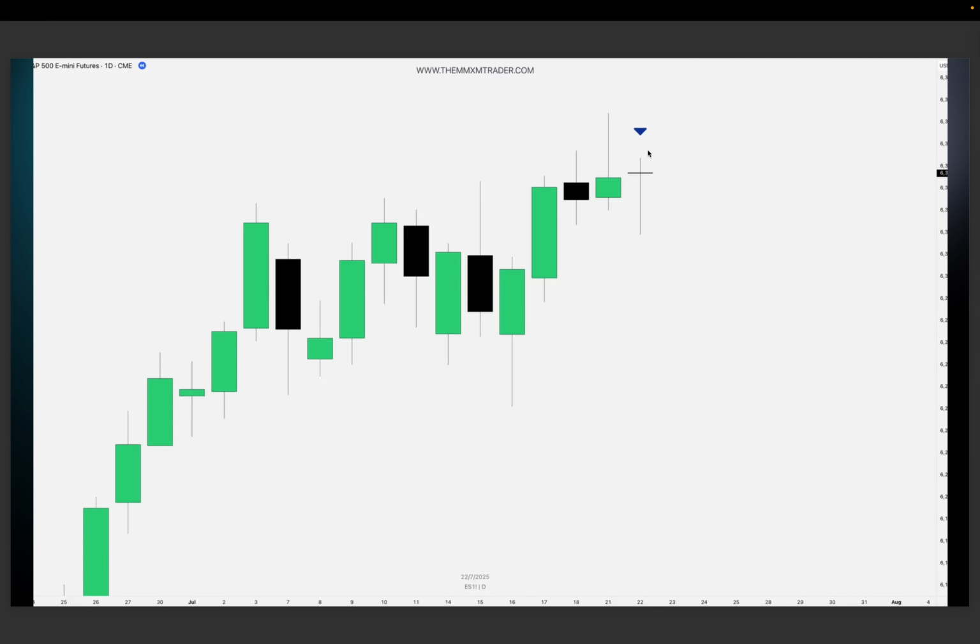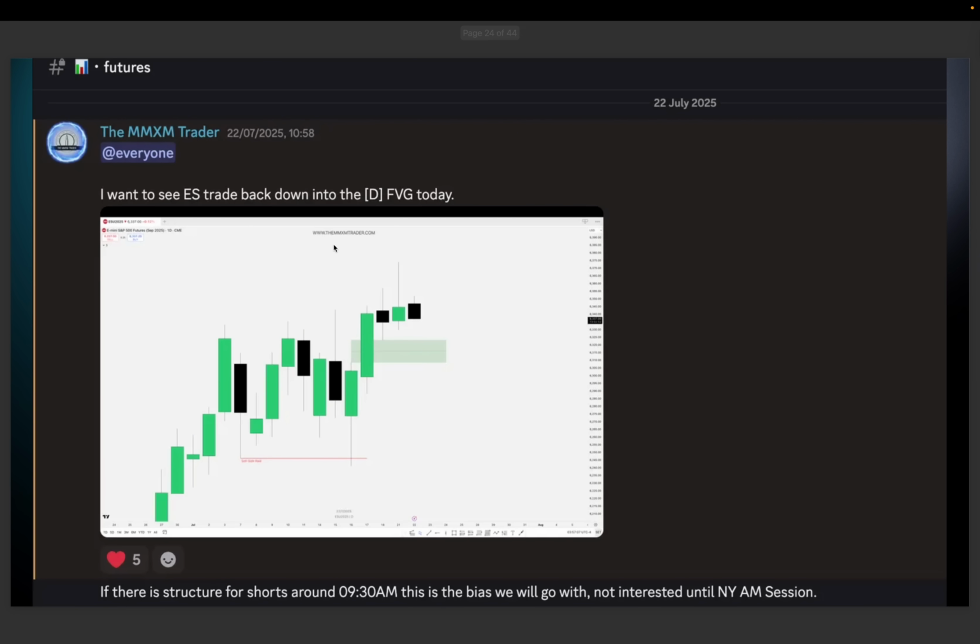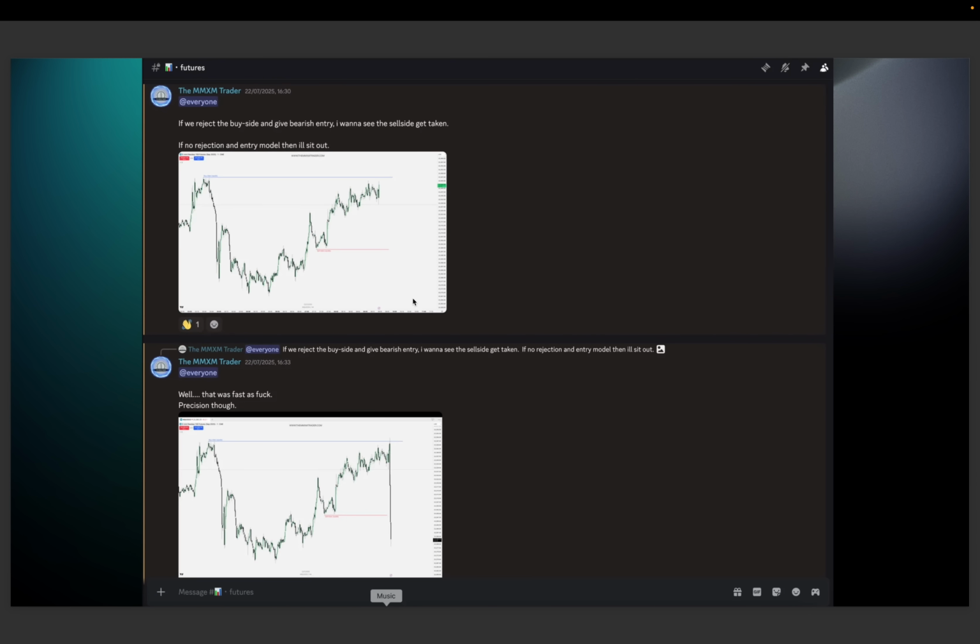We're going to be looking at this example here. This day shorted back down into this fair value gap. None of this is hindsight. In the morning, I wanted to see ES trade back down into the daily FVG. I mentioned that if there's structure for shorts around 9:30 a.m., this is the bias we will go with. Not interested until the New York session. The reason for this call out is exactly what I'm going to show you here. Why was I bearish? I'm sharing exactly that with you in this counter trend trading model.